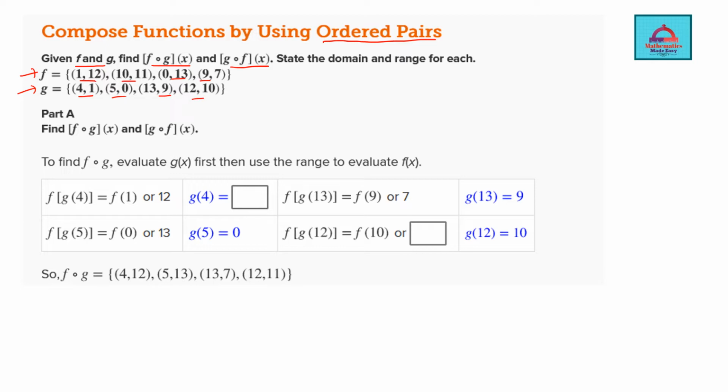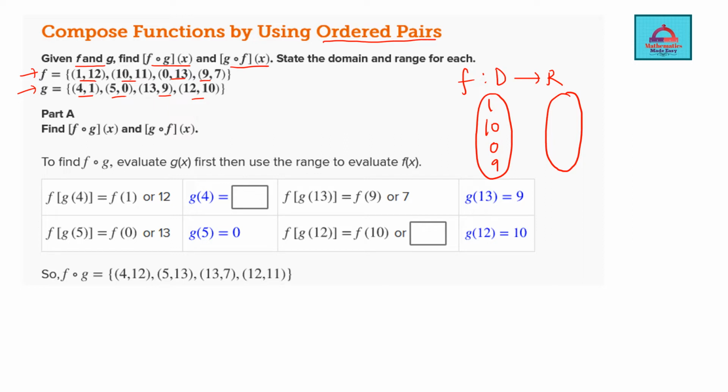So let's first draw these functions. So f is going from domain to range. What are the points here in the domain? What are the points in the range? The first x coordinate gives the domain: 1, 10, 0, 9. Now I have not written them in ascending or descending order. I am writing them as it is.